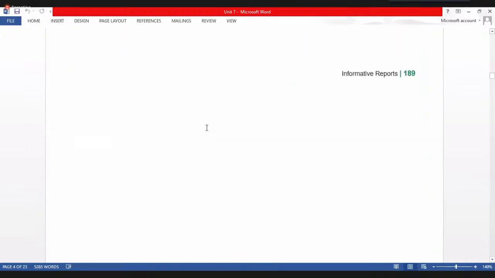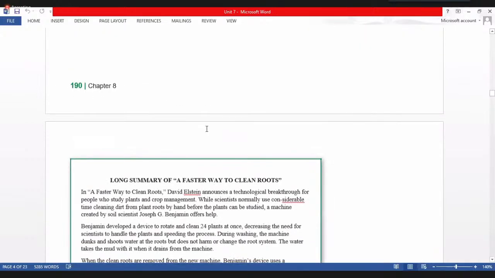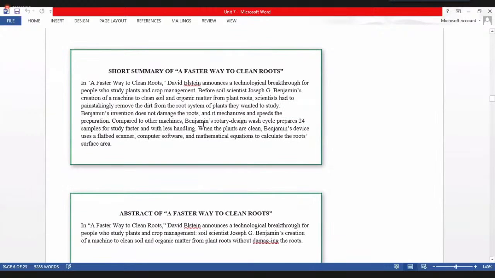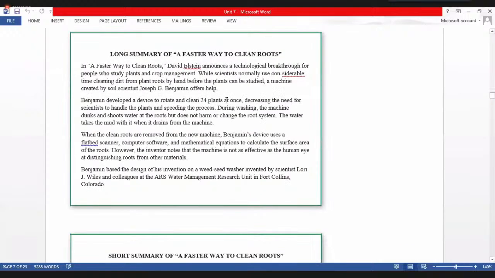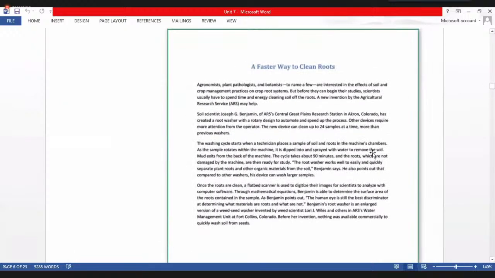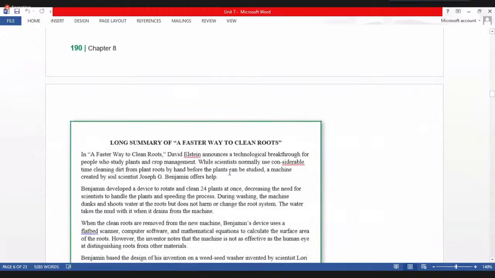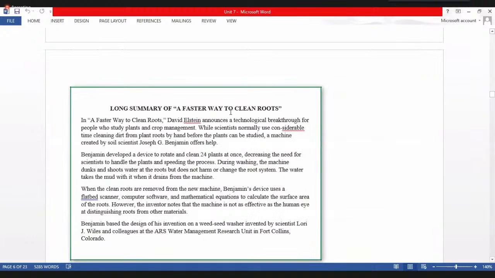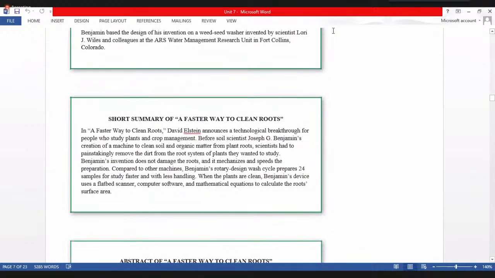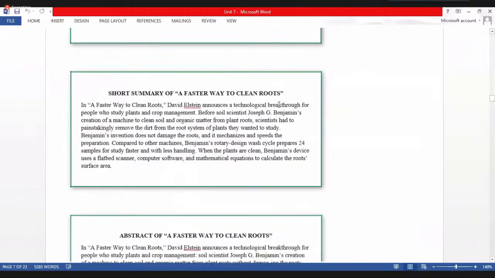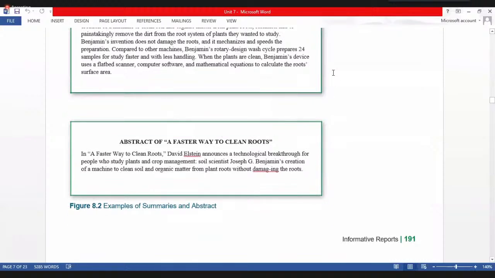So let's discuss the highlighted points. Before this, I want to show you the sample. See, this is a text. And here, this is the long summary of that text. And this is a short summary of the same text, your long or detailed summary and then the short summary. And then this is the abstract of the same text.